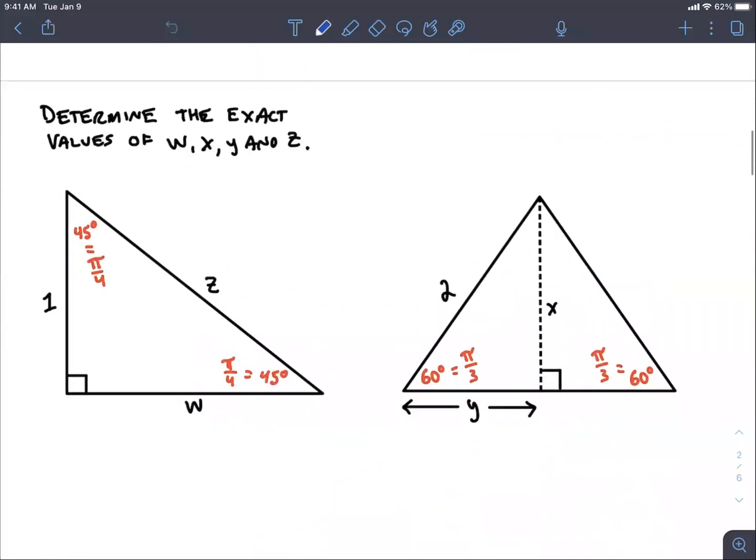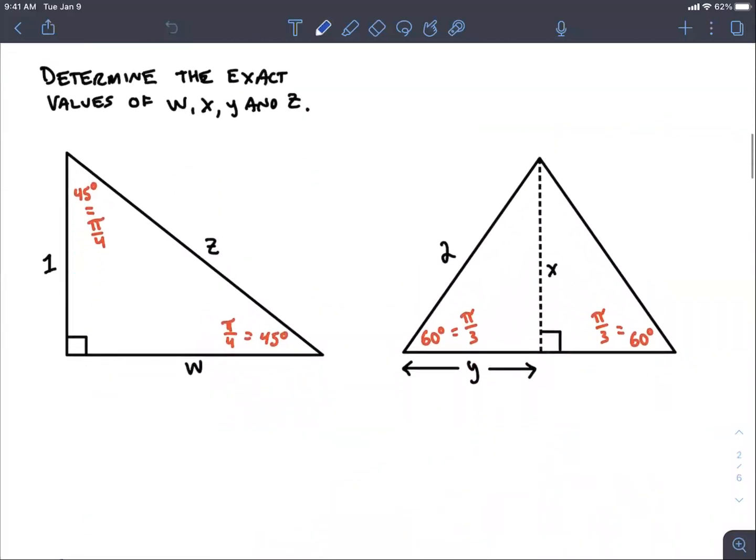Okay, so I'm going to ask you some questions along the way. If you don't mind, you might want to pause this and go grab a notebook or a piece of scratch paper or something. First, take a few minutes and try to determine the exact values of W, X, Y, and Z from these two pictures here.